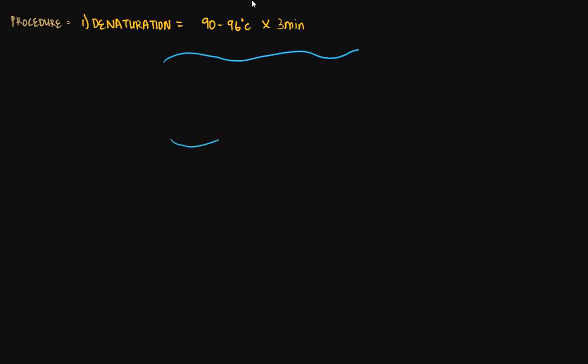Now, let us look at the procedure of PCR. The first step is denaturation. In this, the specimen is heated up to 90 to 96 degrees Celsius for 3 minutes. What this heat does is it overcomes the intermolecular forces of attraction between the complementary bases and separates the strand of DNA. Now the next step is annealing.